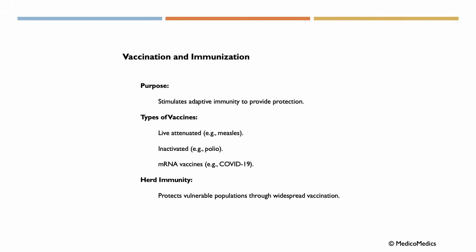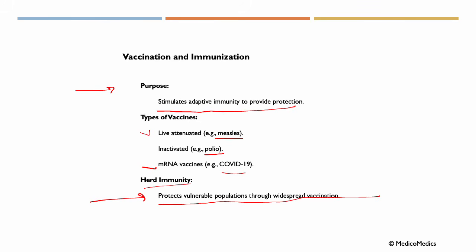Now, vaccination and immunization. So what's the purpose of it? It's to stimulate our adaptive immunity to provide protection, like using live attenuated vaccines like in measles, inactive ones like in polio, mRNA vaccines like in COVID. We have herd immunity as a concept, which protects vulnerable populations through widespread vaccination.